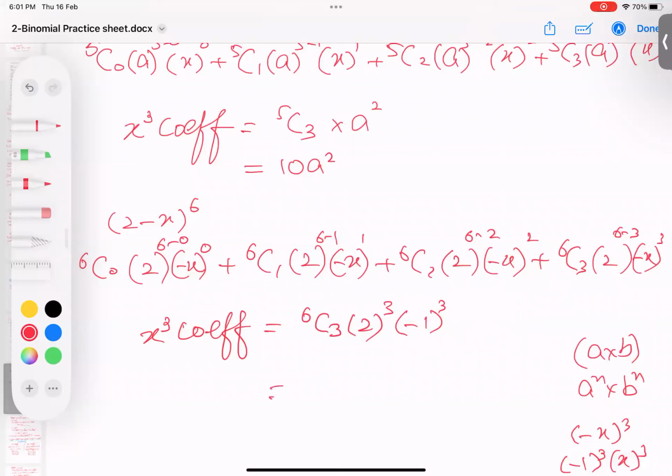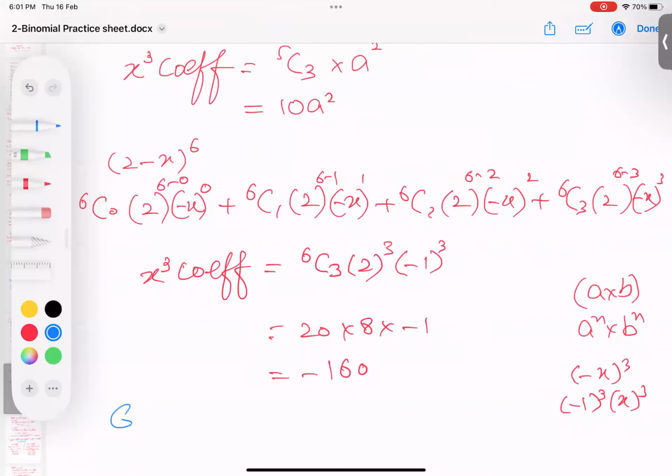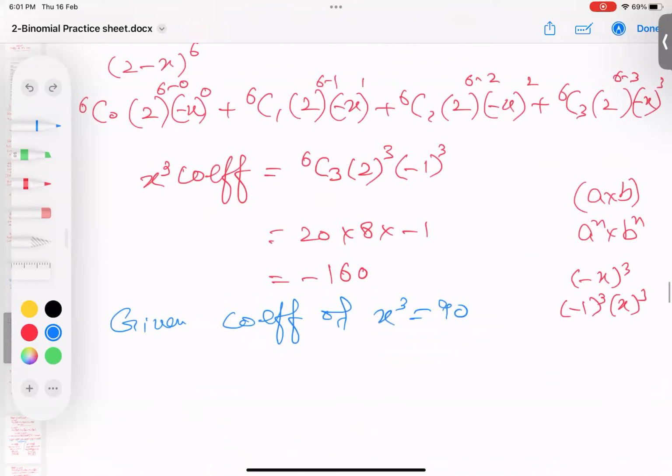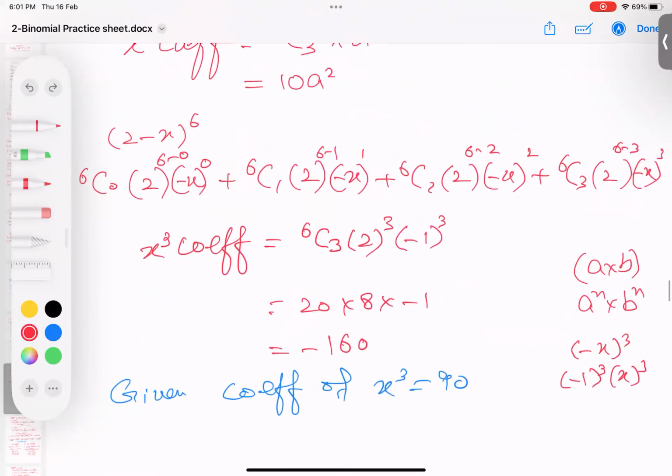Now type it in the calculator. 6c3 is giving 20, and here 8, and here minus 1. I get negative 160. So it's very, very clear. Now, according to the plan given, the coefficient of x cube is equal to 90. And you know it very well, because of the plus in the middle, it means the x cube coefficient from here plus the x cube coefficient from here, add them, equal to 90. Alhamdulillah rabbil alameen, we are close to the answer. Look at here, this is this one plus this one, so I'm writing first term plus second term equals 90.